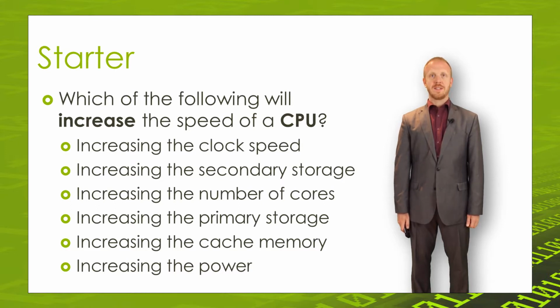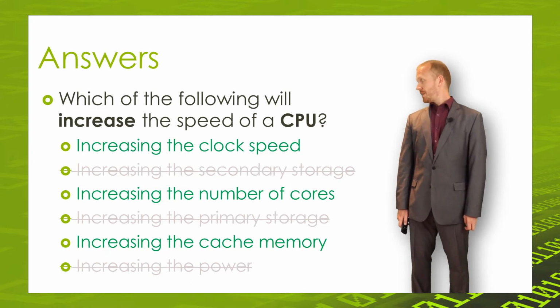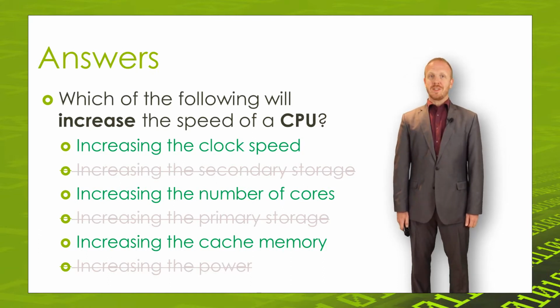Okay, let's have a look at the answers. It's increasing the clock speed, increasing the number of cores, and increasing the cache memory. If you said increasing the primary storage, you're sort of right. That will increase the speed of the computer overall, but it won't affect the speed of the CPU. Always read the question carefully.